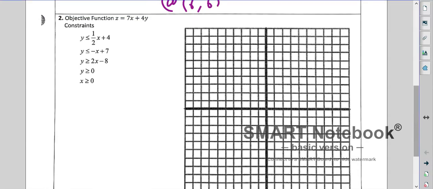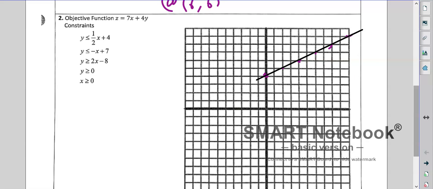All right. 1/2 x plus 4. So 1, 2, 3, 4. Y-intercept of 4. Right there. Up 1, right 2. Up 1, right 2. Up 1, right 2. And so forth. Straight line. Try to make it as good as possible. Change colors.